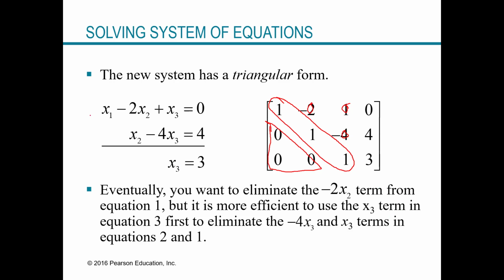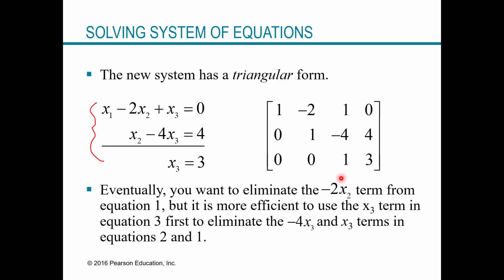So the equivalent system of equations is over here on the left. This is what it looks like with your variables and your equal sign. This is what it looks like on the right in matrix form. So these are the same thing, they just look different. And so we have on the right side the same thing as equation 1 is row 1, equation 2 is row 2, and then equation 3 is row 3.